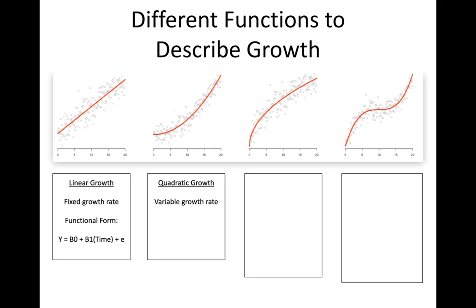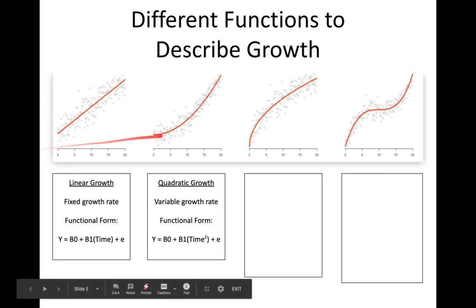And so that is a variable growth rate. So in this case, the growth rate actually increases exponentially over time. So you actually get exponentially faster over time, which is pretty wild. And the functional form for quadratic growth is you have an intercept, a beta 0, a starting point, and then you have a slope function that applies to the square of time.